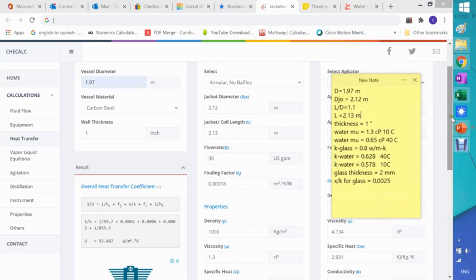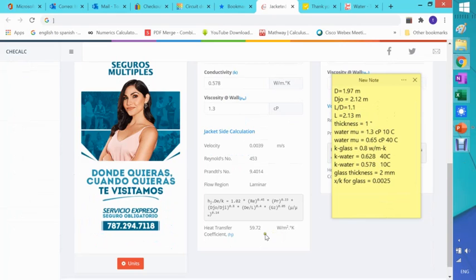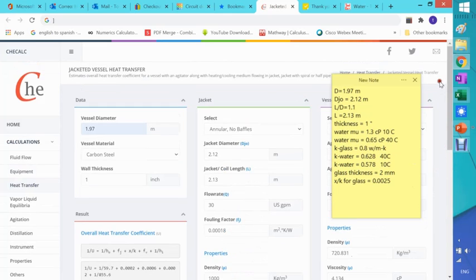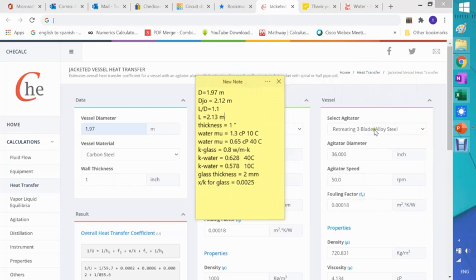That sounds super. Well, that will provide me the heat transfer coefficient for the jacket part. 59.72 watts per meter squared Kelvin. Kind of low on the jacket side, probably because there are no baffles within that section. How about here? Carbon steel, 1 inch. Yep, that sounds super. Let's take a look now at the agitator side.